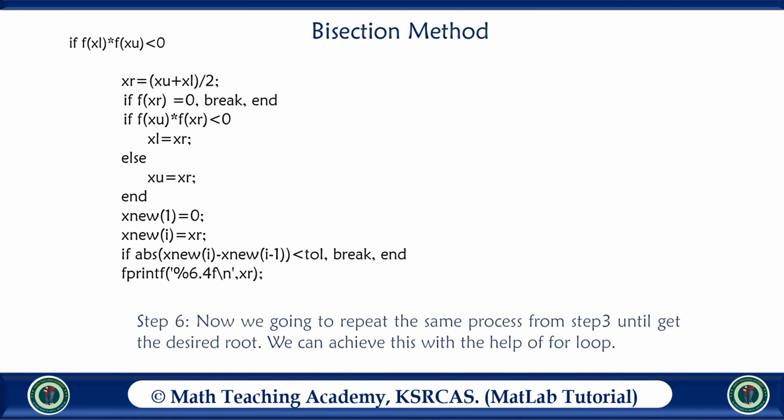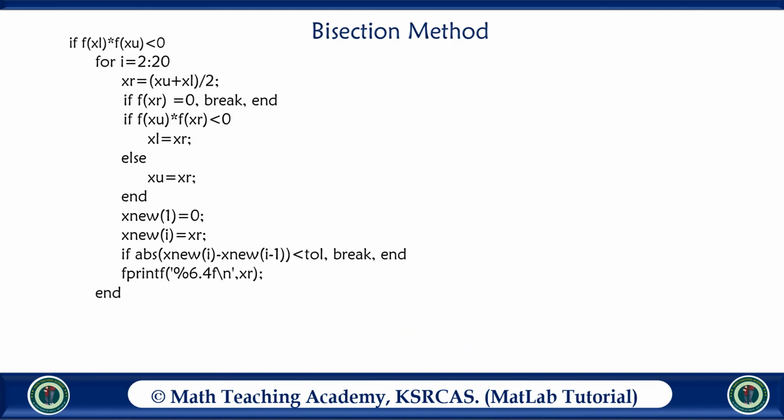Now step 6. Now we are going to repeat the same process from step 3 until we get the desired root. We can achieve this with the help of a for loop. That is why we have to put this group of statements in between the for loop, for i is equal to 2:20 end. So this process continues up to 20 times.